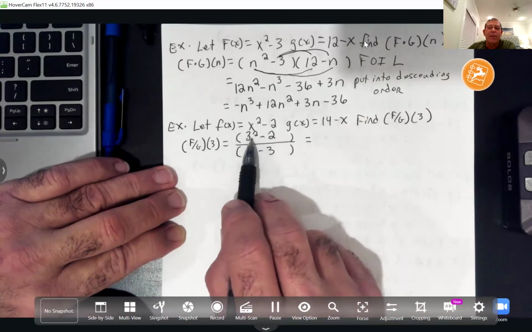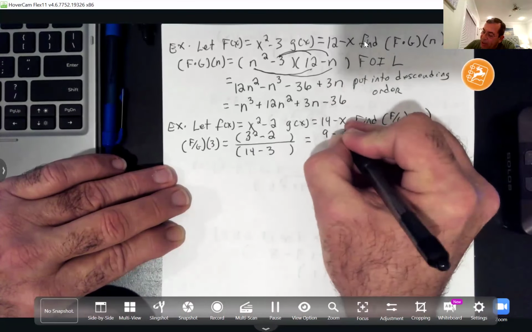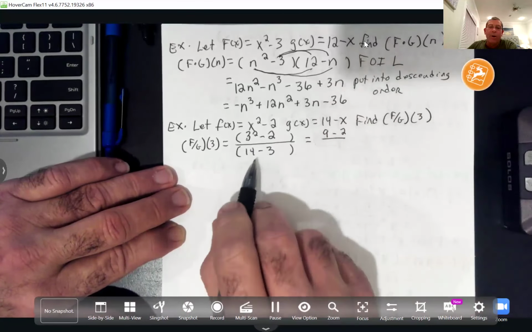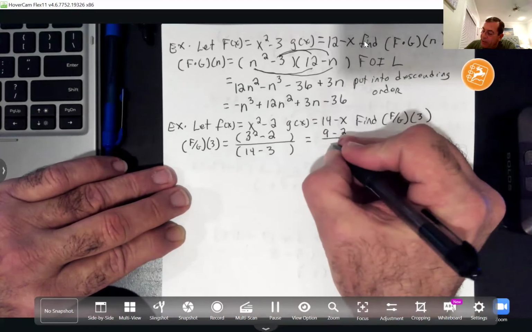All right, y'all, let's see on top. 3 squared, 3 times 3 is 9. So that's going to give me 9 minus 2. On bottom, the only thing I got to do is subtract. 14 minus 3 is 11.